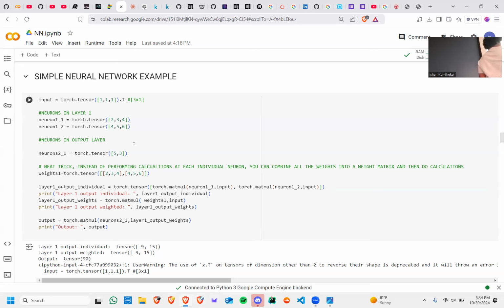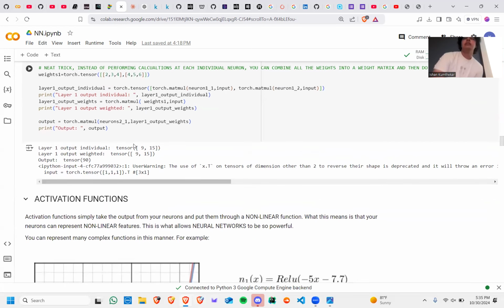You'll multiply the neuron two weights with whatever output you got from layer one. And as you can see here, layer one output weight was 915, similar to the example that we calculated. And your final output was 90. These two examples were just to show that you can do it in two separate ways. Ideally, you'd only want to do it in this weights manner. Any questions?